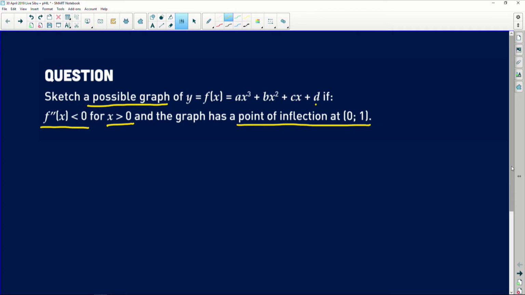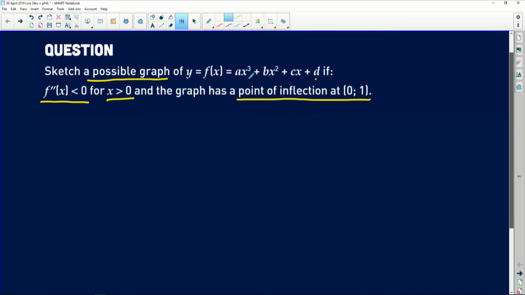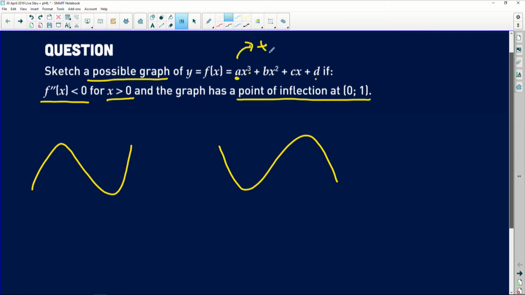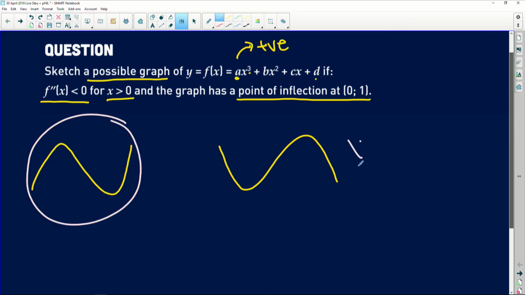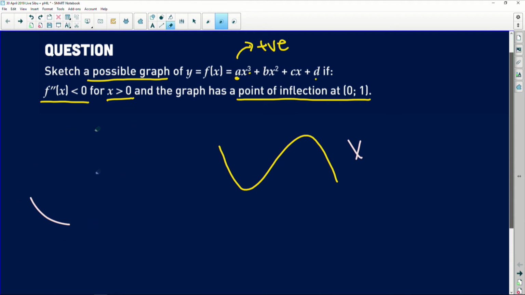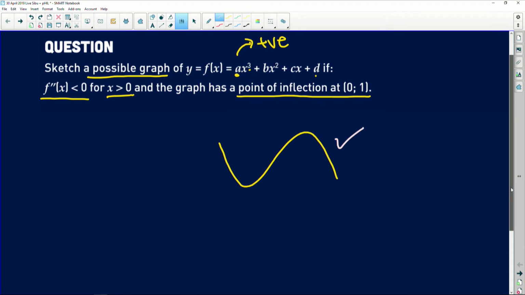So the first thing that should scream at you is that because we have a power of 3, we have a cubic function, which means it's going to take this shape or this shape. Note the a value determines the shape of this. Because a is positive, it means that the function is going to take this shape, not this one. Wow, I'm actually talking such rubbish, guys. It is going to take this shape right here because a is positive.